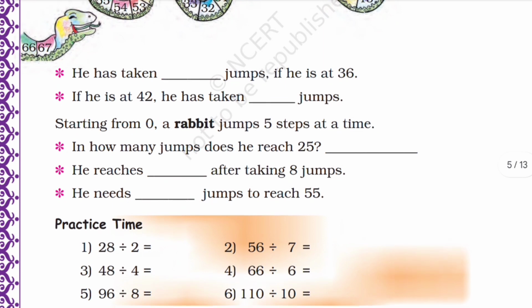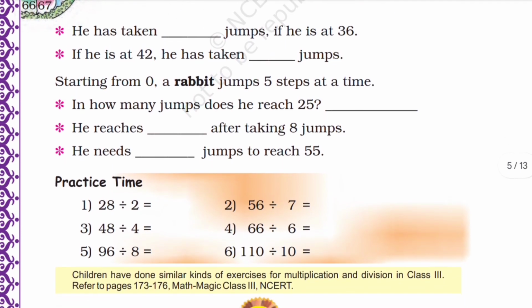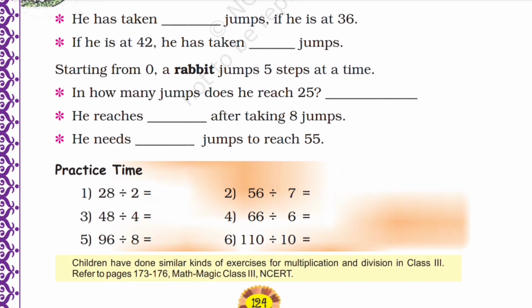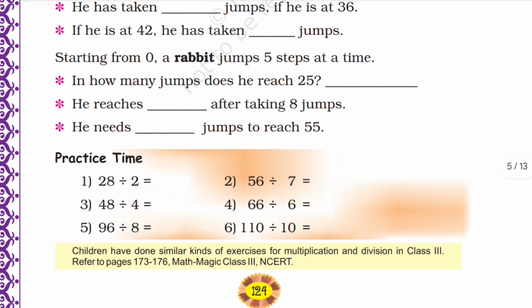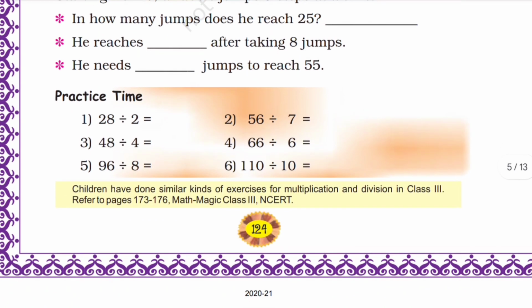A rabbit jumps 5 steps at a time. In how many jumps does he reach 25? He reaches 28 after taking jumps. He needs jumps to reach 55. Practice time.